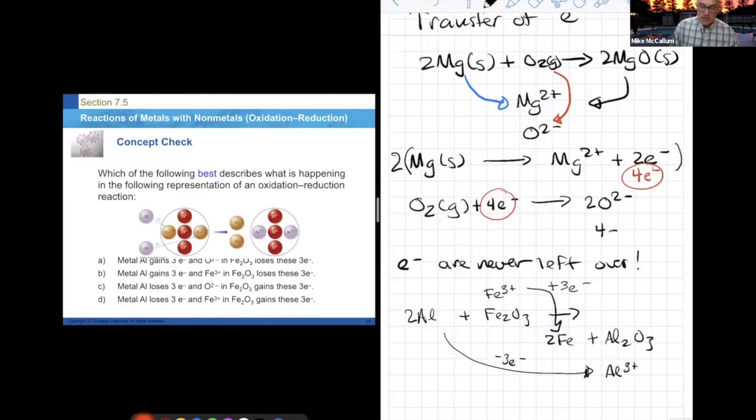Aluminum gains 3 electrons. Well, right, we know aluminum is losing electrons. And we know that iron 3 is gaining electrons. So let's look for iron gaining and aluminum losing. So we have to throw out A and B because we know aluminum doesn't gain. Aluminum does lose though, so it's got to be either C or D. We've said that iron gains electrons. Remember, we have to balance charge with electrons. So iron's gaining electrons, and it's the iron that's gaining, not the oxygen. So it looks like the answer is going to be D.